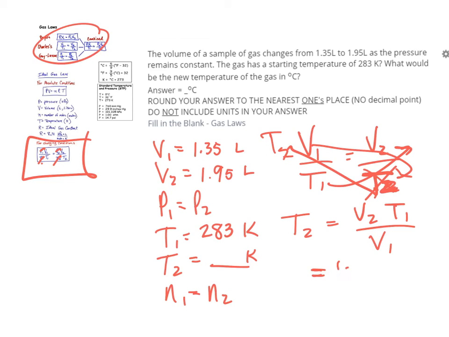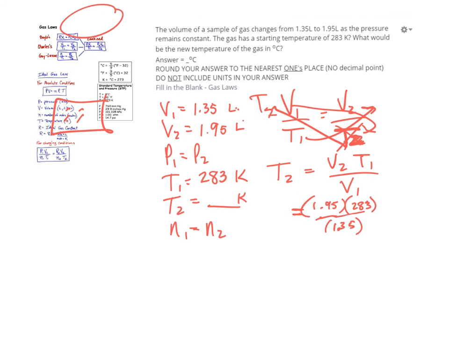V2, 1.95. T1, 283. V1, 135. Now those are, whoops, did I screw up here somewhere? V2, oh, that should be, on the bottom should be 1.35. Get kind of messy here. All right. Now I got liters and liters, so that's good. If there was milliliters and liters, I'd have to convert something. Alrighty. Let's see. I'm going to shrink that a little bit.